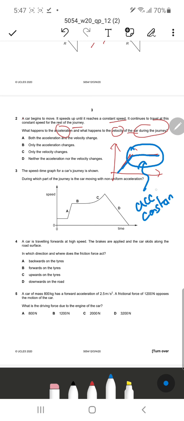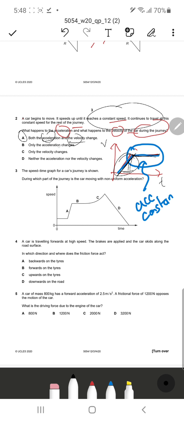This means that there is a change in acceleration. Also, we can see that there is a change in velocity. For example, if this is a VT graph, there is an increase in velocity and then a constant velocity. Since there is an increasing velocity, this means that the velocity is also changing. If you look at option A, it says both acceleration and velocity change. That's the only option we need to go for, because both these quantities, acceleration and velocity, are changing, as you can see in this graph and as they have already mentioned in this question.